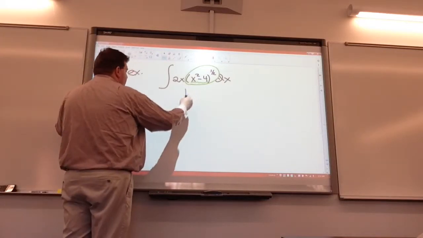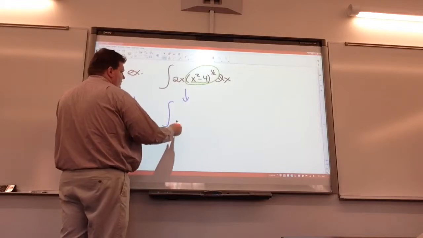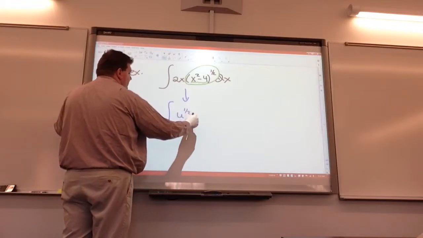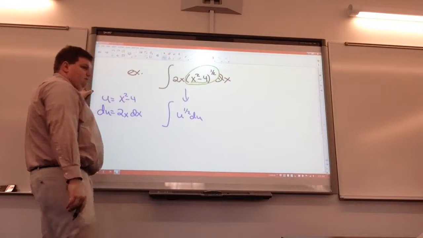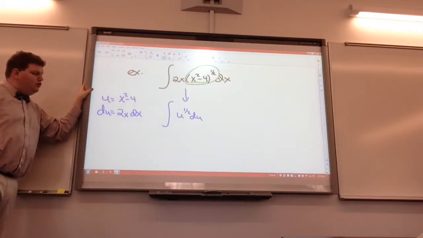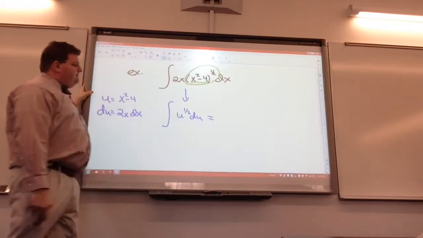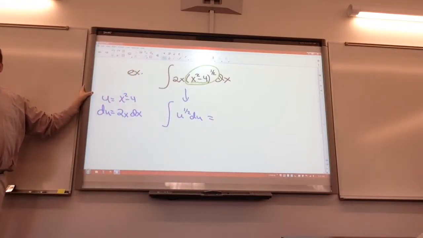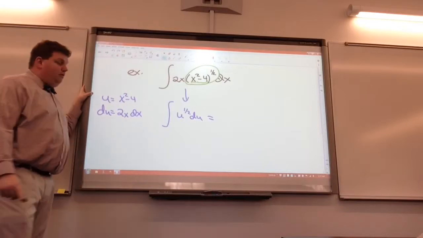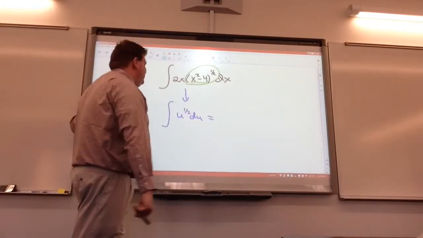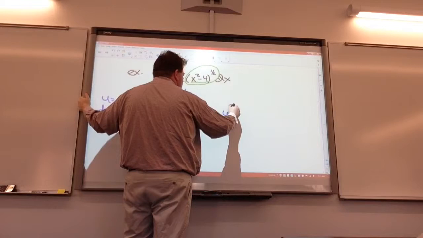So I can rewrite this thing as the integral of u to the 1/2 du. Okay? u to the 1/2 du. Well, that's an easy antiderivative to take, right? What do I do to u to the 1/2? Add 1, divide by the new thing, right? Which makes it what? u to the 3/2, over 3/2, or 1.5. I don't really care how you do it.